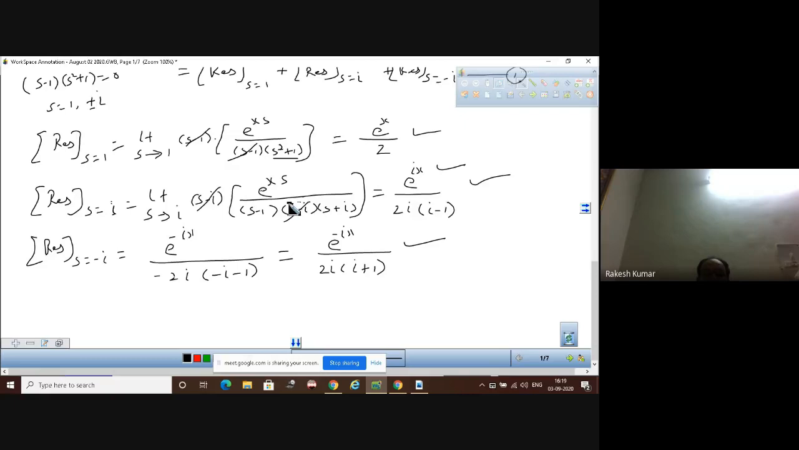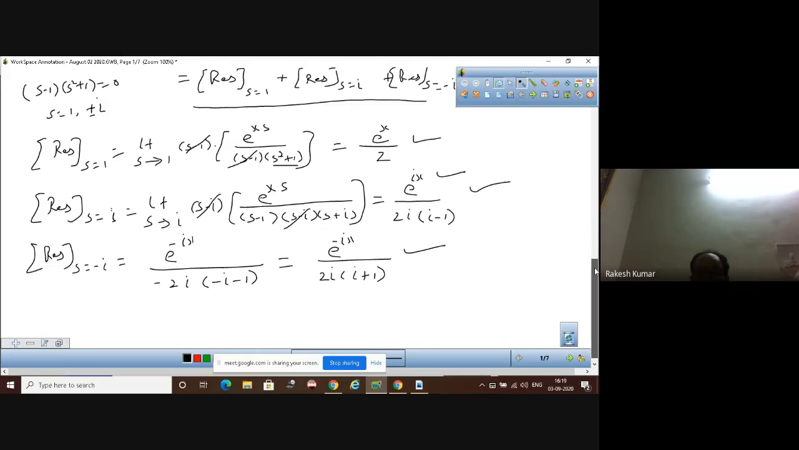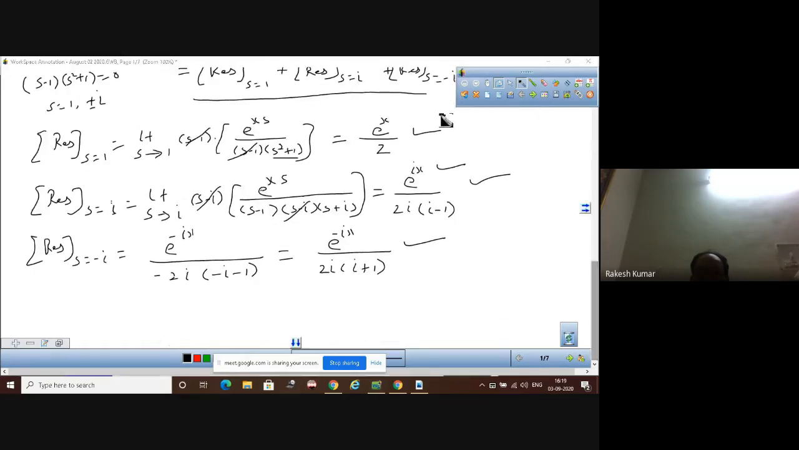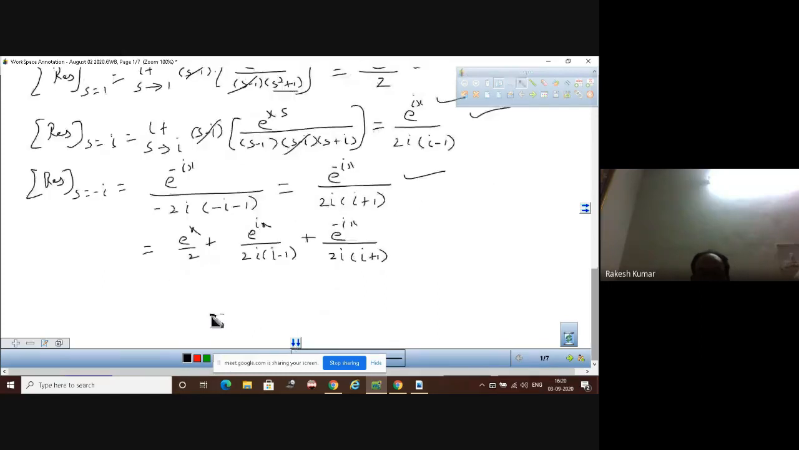Now you can put the values in equation number 1. You can put the values in 1 and get the answer. And no doubt you need to simplify the values. e raised to power iota x upon 2 iota (iota minus 1), plus e raised to power minus iota x upon 2 iota (iota plus 1). Now you just simplify it more and get the solution. We will simplify it; I leave it as an assignment.